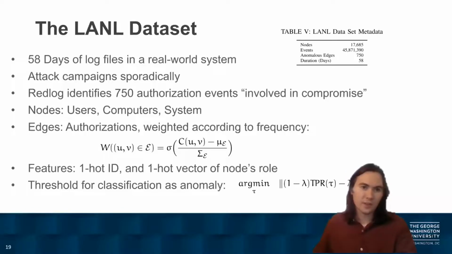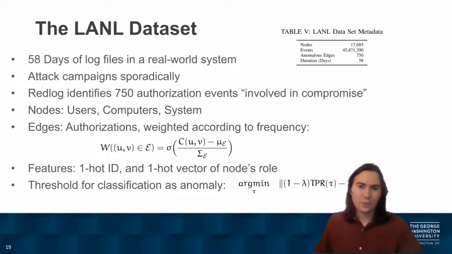So now that we have that knowledge, we can finally test it on a real-world cybersecurity dataset. We chose the Lateral dataset, which has 58 days of log files in a real-world system that undergoes an attack campaign. The red log identifies 750 authorization events involved in compromise out of about 46 million total events. So it's very imbalanced, as it would be in real life.